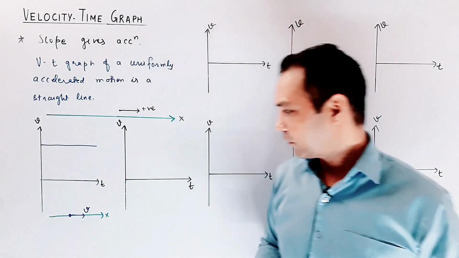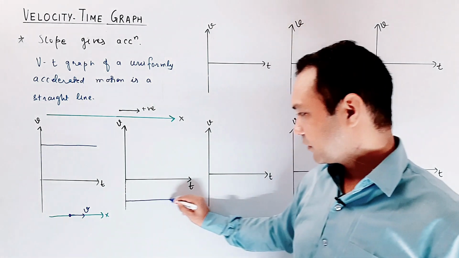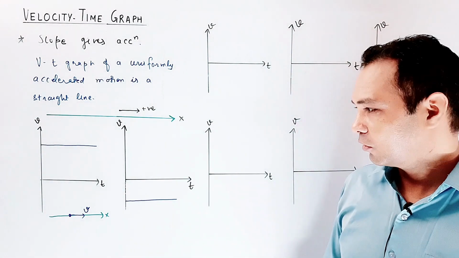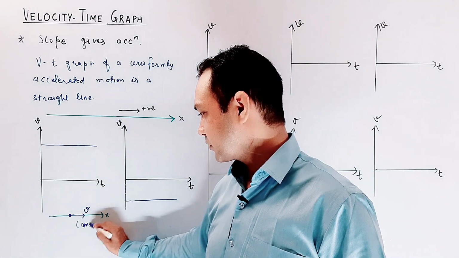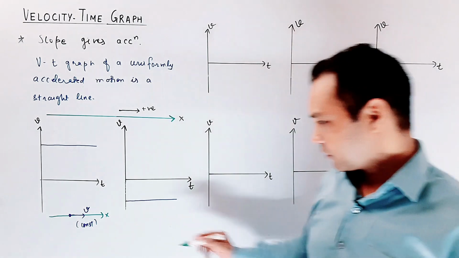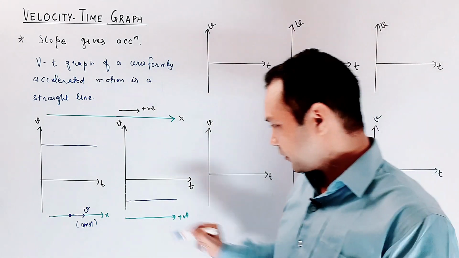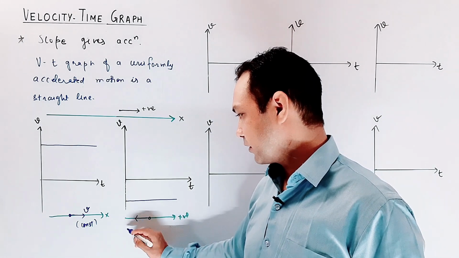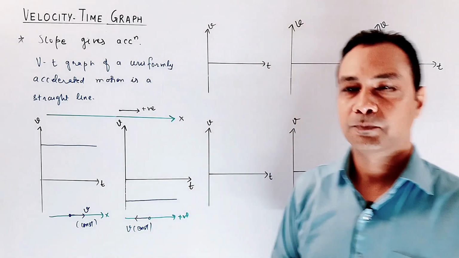And if the velocity-time graph is like this, this is also a straight line parallel to the t-axis, slope is 0, acceleration is 0, meaning velocity is constant. Here the velocity was constant in the positive direction. Now in this case the particle is moving opposite to the positive direction like this with a constant velocity. So this velocity is always negative.